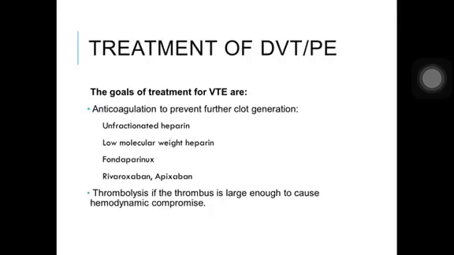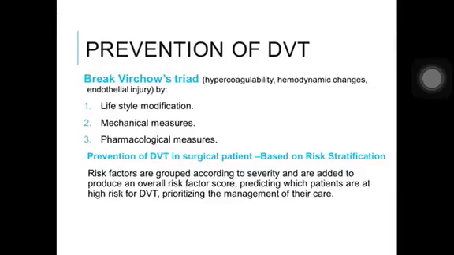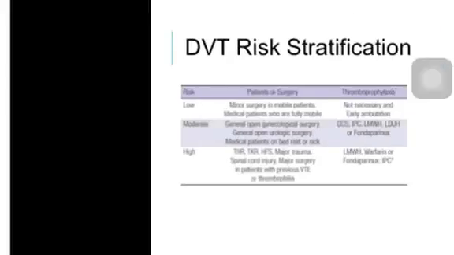For the treatment of DVT or PE, we either give anticoagulants to prevent further clot generation or thrombolysis if the thrombus is large enough, causing hemodynamic compromise. Prevention of DVT requires us to break Virchow's triad either by lifestyle modification, mechanical measures, or pharmacologically. Prevention of DVT in surgical patients is based on risk stratification. Risk factors are grouped according to severity and are added to produce an overall risk factor score, predicting which patients are at high risk for DVT, prioritizing the management of their care.